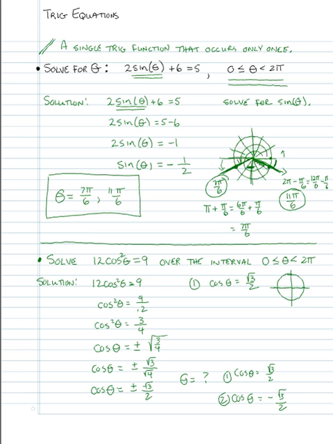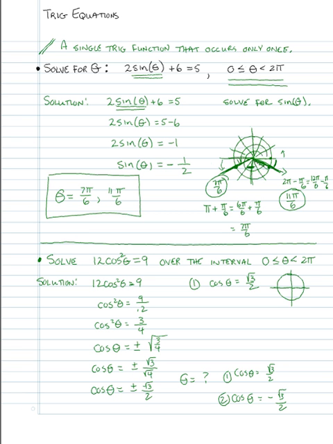So I'm looking at a second coordinate. Cosine of theta is represented by a first coordinate, isn't it? So I'm looking at a first coordinate on the unit circle that's positive. So that means it has to be in the first or fourth quadrant.